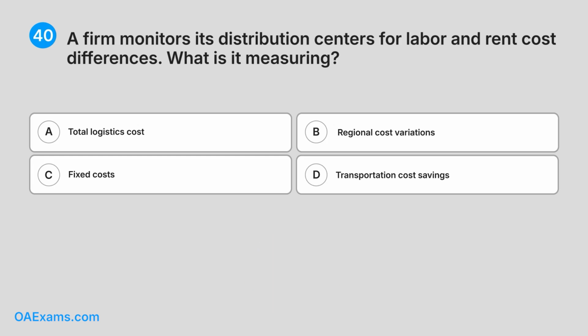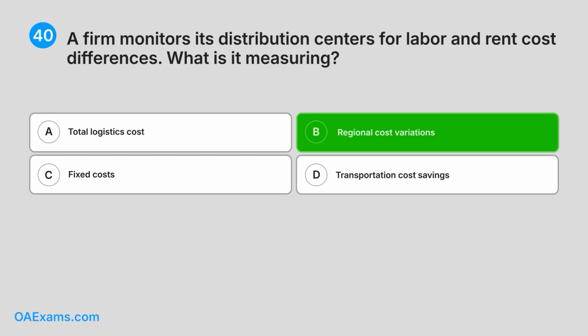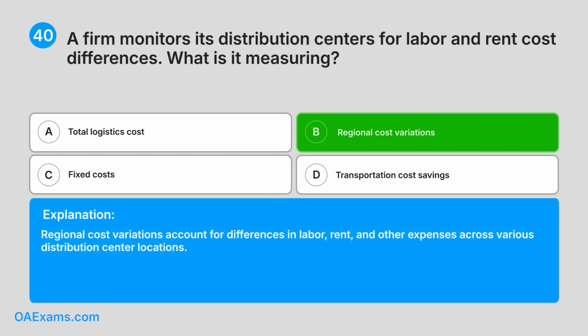Correct answer. B. Regional cost variations. Explanation. Regional cost variations account for differences in labor, rent, and other expenses across various distribution center locations.